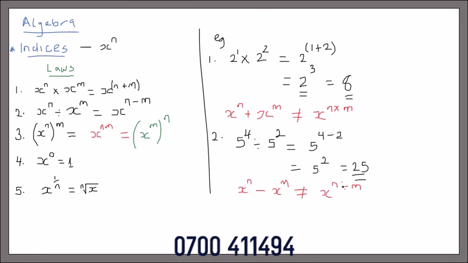Okay, let's look at law number 3. And number 3, we're talking about such a case. You have an index in brackets, and then there is a power outside it. So how would we work out that? How would you simplify it? We are saying that if you have this, then we can always put this outside power inside. And in this case, we multiply. It means we multiply these two powers, n and m. So it becomes x to power m times n, or n times m.